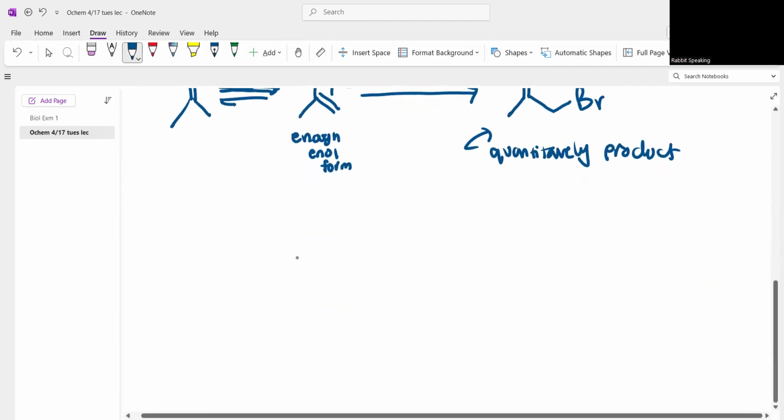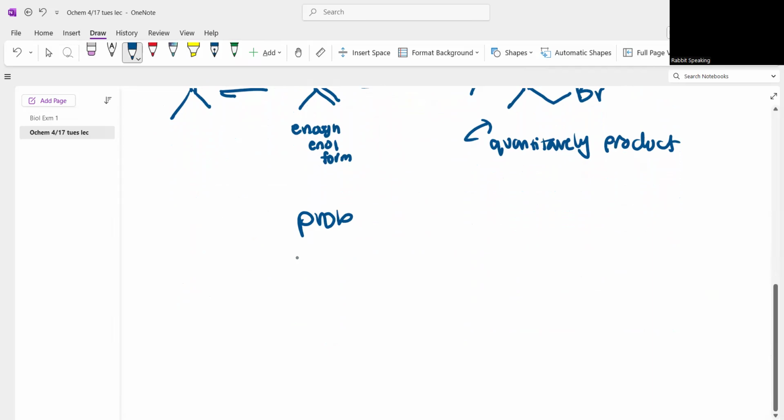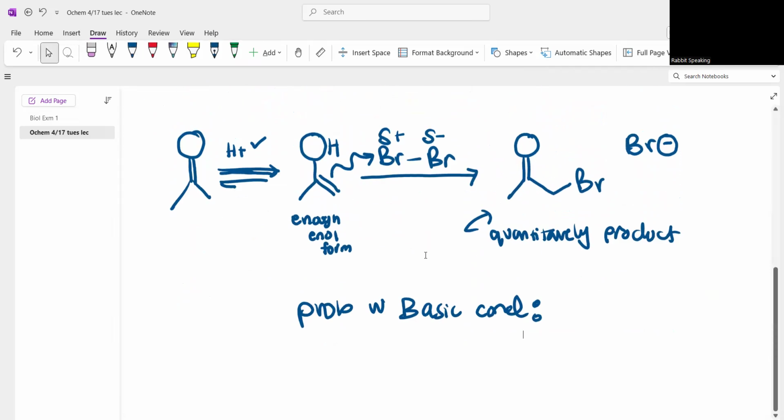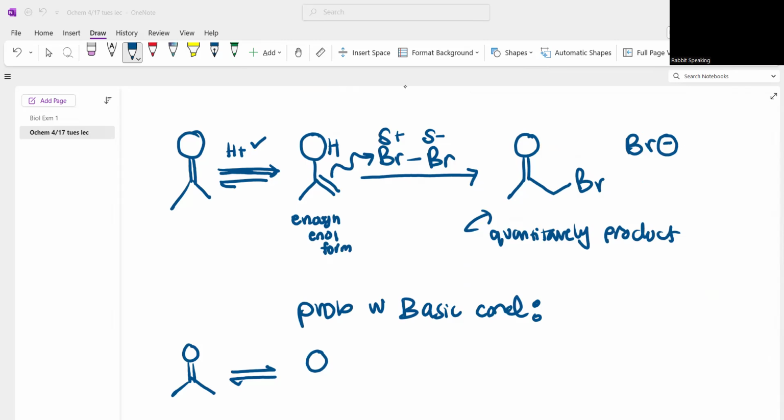Now the problem comes in with basic conditions. First of all, you will have our ketone, and I believe in basic conditions we will form our... I actually need to Google this. One second. Let's see. Basic conditions, react ketone to enol.